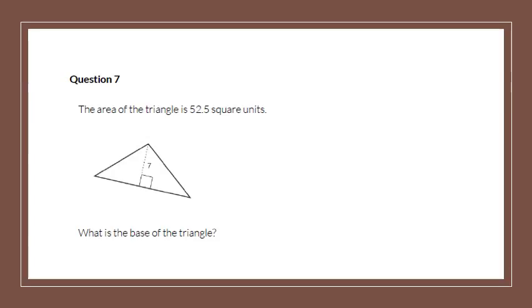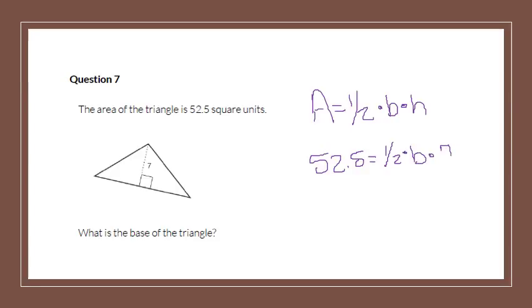The area of the triangle is 52.5 square units. What is the base? So we're going to have to go backwards on this one. So we still start out with our base times our height. We know that the area is 52.5. We don't know what the base is, but we know that the height is 7 from the triangle.